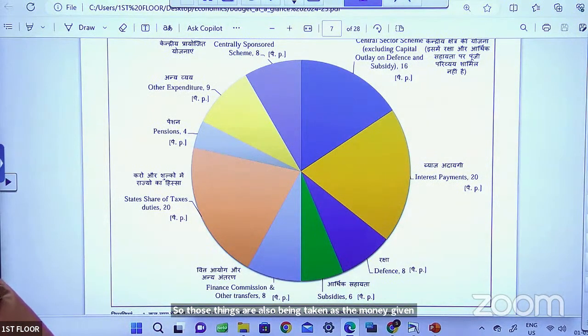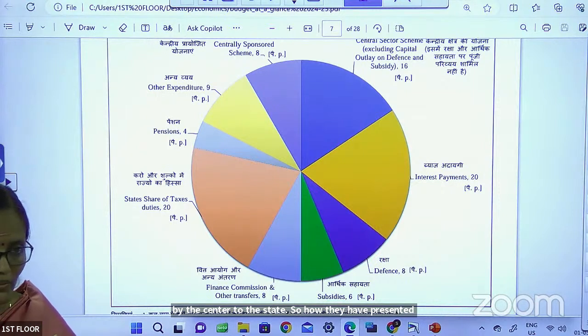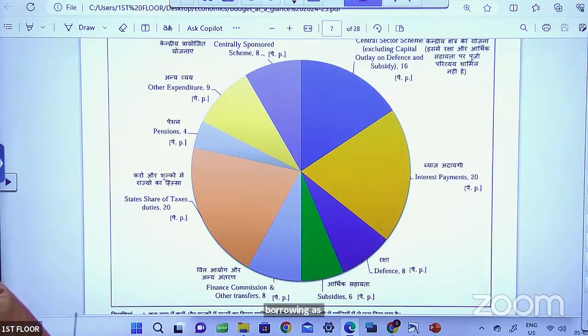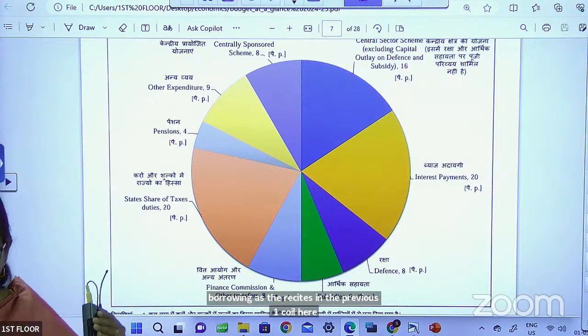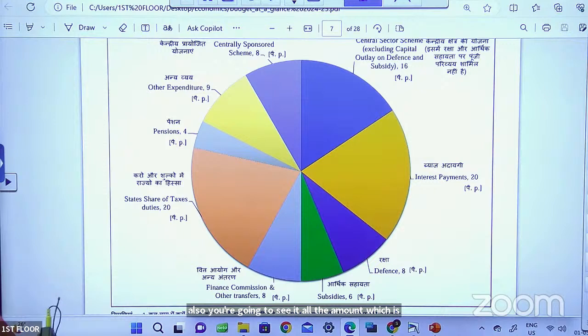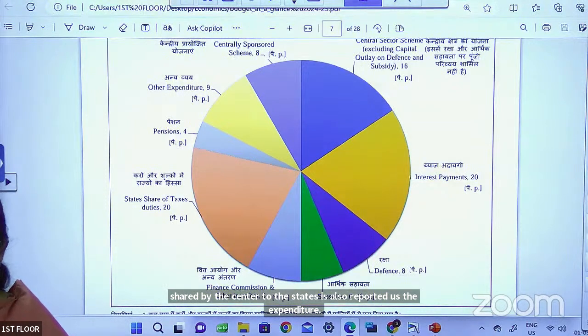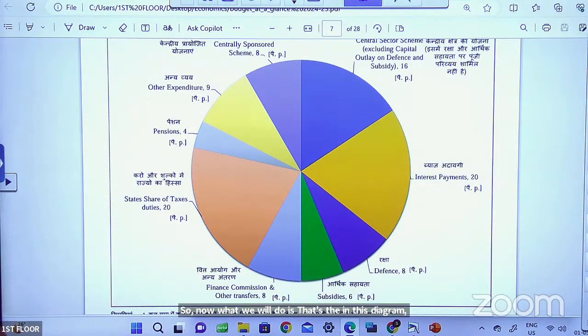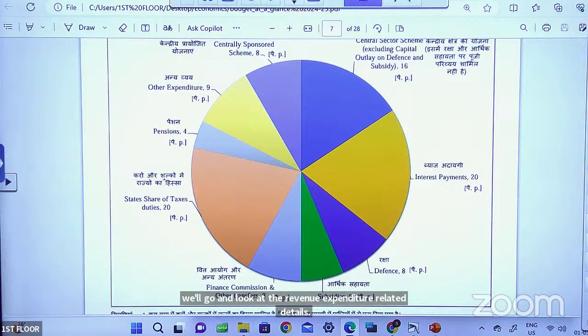So how they have presented borrowing as a receipt in the previous 1 rupee coin, here also you are going to see all the amount which is shared by the center to the states is also being reported as the expenditure. So now what we will do is, first in this pie diagram, we will go and look at the revenue expenditure related details, which we have already mentioned. Then we will look at the capital expenditure. Thirdly, we will look at the transfer to the states.